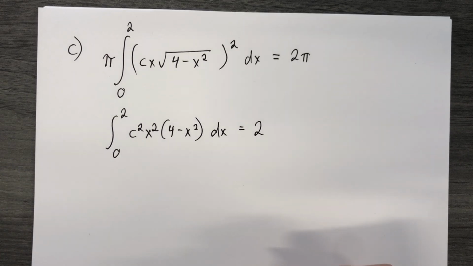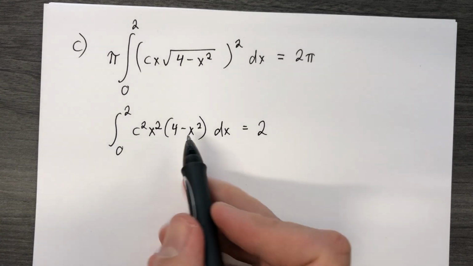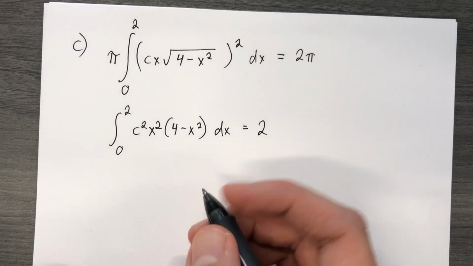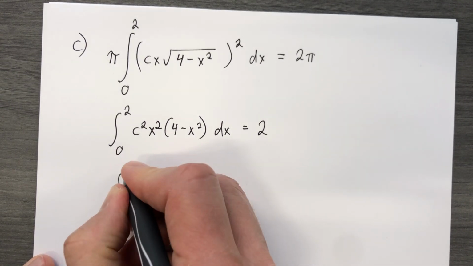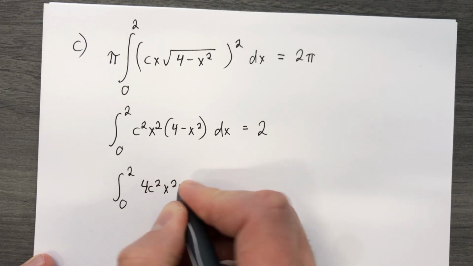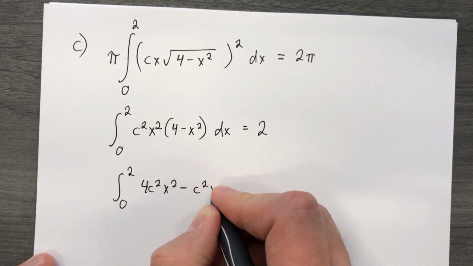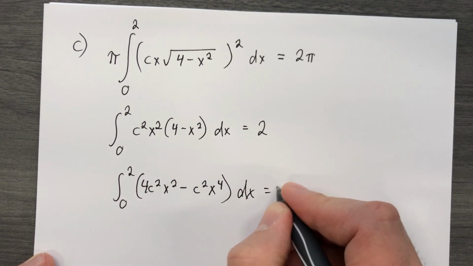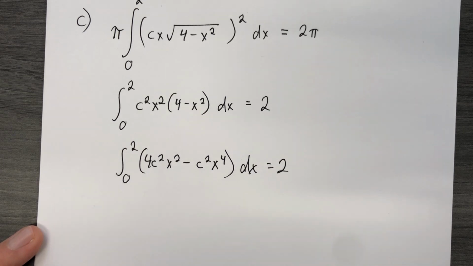All right. We can do a little bit of distribution if you're like, oh, there's an inner function and an outer function. No, you just distribute. Trust me, it'll be much easier if you do. 0 to 2, 4c squared x squared minus c squared x to the 4th, all that dx. Let's parenthesize on the left as well. It's equal to 2. And we'll just keep going with this thing.